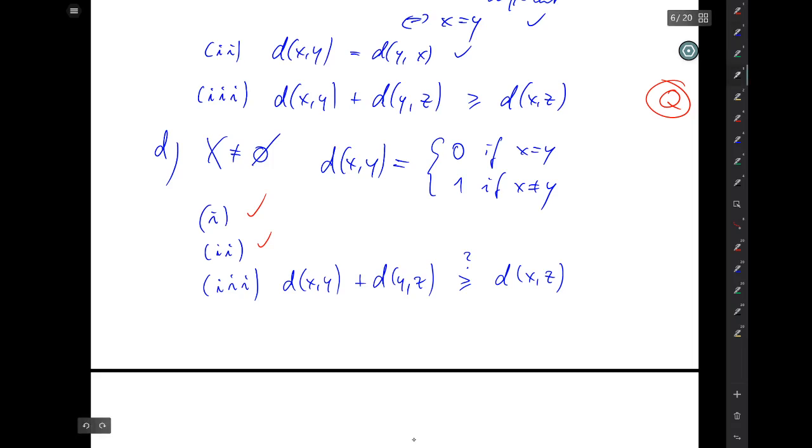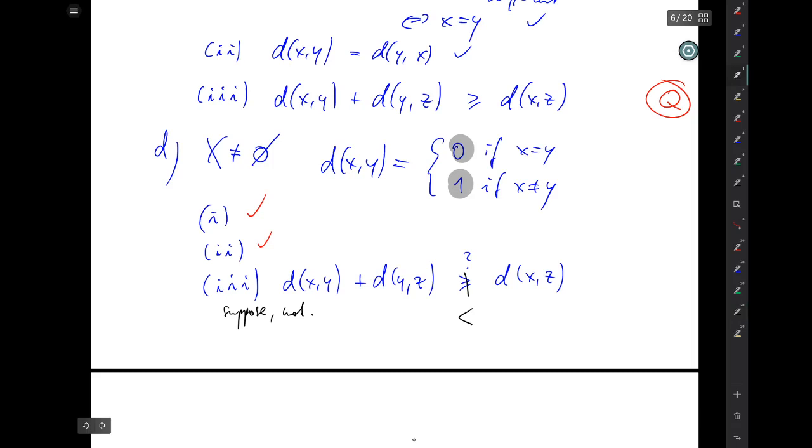Suppose not. Suppose it's not the case. Well, then we would have not greater than or equal, which means probably less than, right? The only numbers we get here for distances are zeros and ones. How can you get less than by only using zeros and ones?